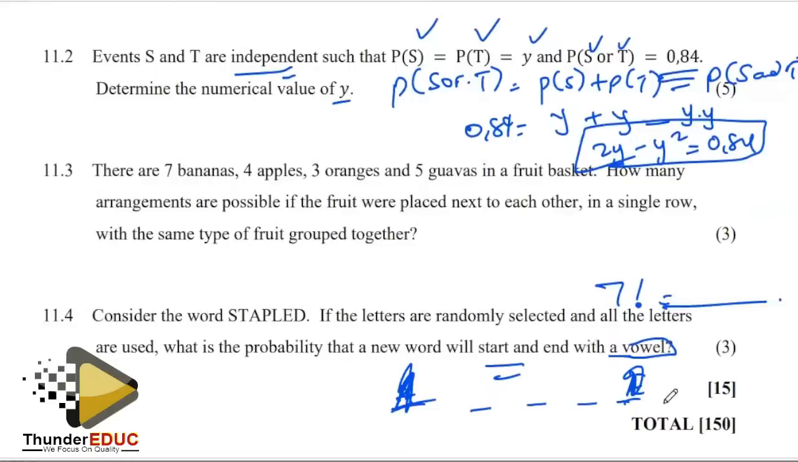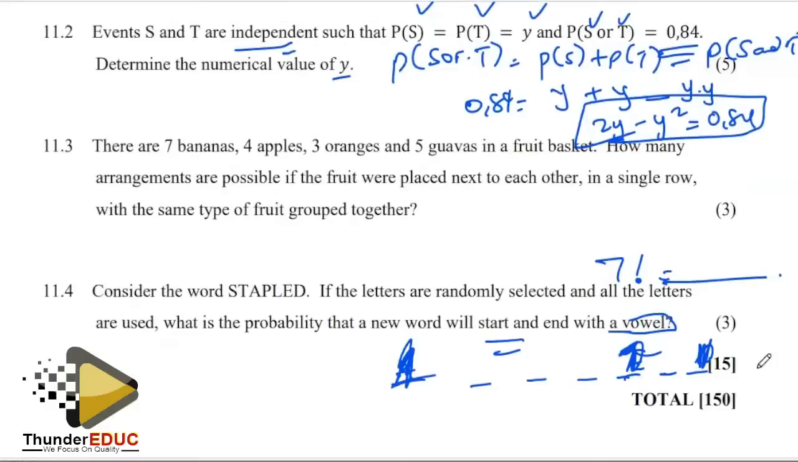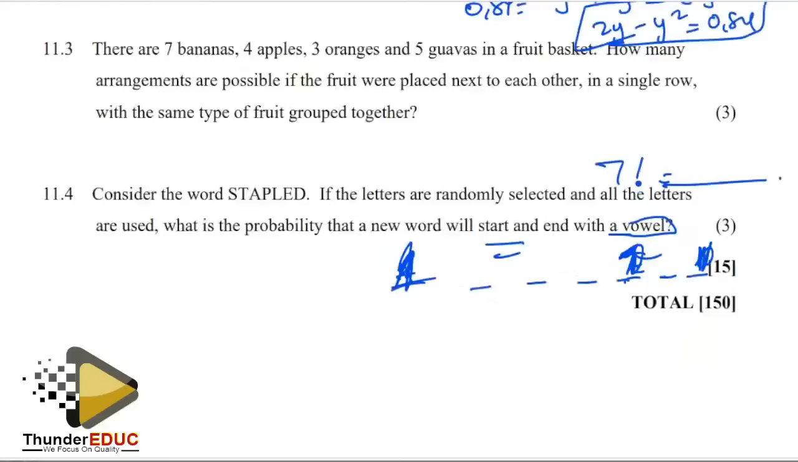I'm only writing 5. Okay, this position is also taken. So I have 1, 2, 3, 4, and 5 places to play with. So I'll say 5 factorial. And then I multiply by 2 factorial, since the A and the E can switch positions. So that's how I would have gone about that.